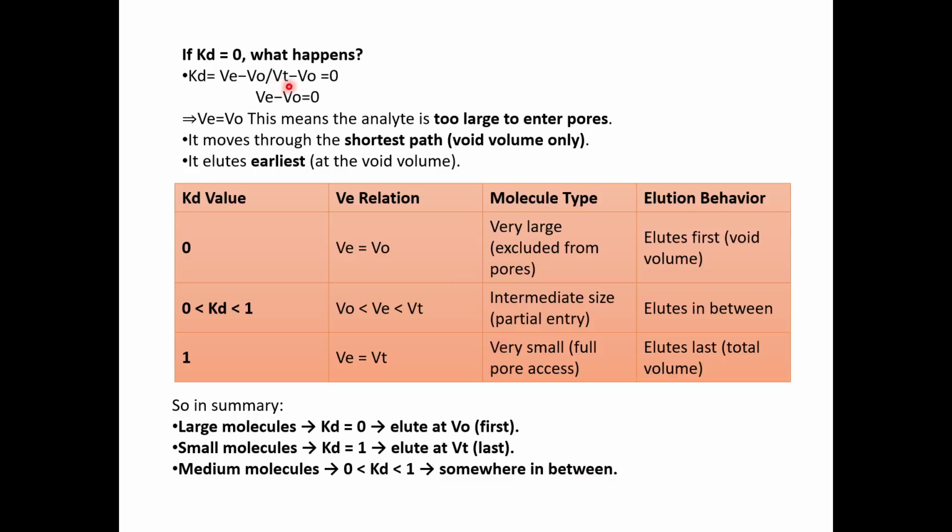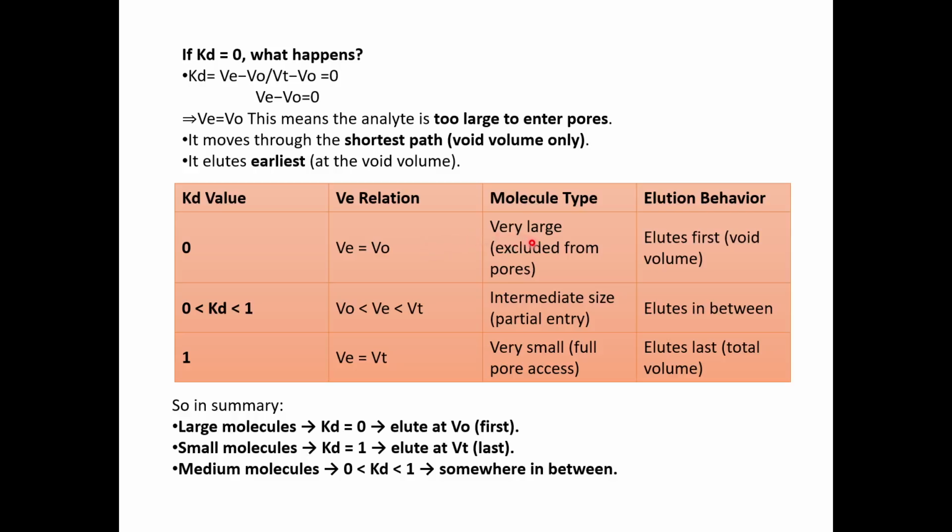So this means that the analyte is too large to enter the pores and it moves through the shortest path, that is the void volume only. It elutes earliest at the void volume. So you know that your protein did not enter into any kind of pores in the beads, and it has taken the shortest path possible because it is too big. So this is like a table. If your KD is 0, VE equals V naught.